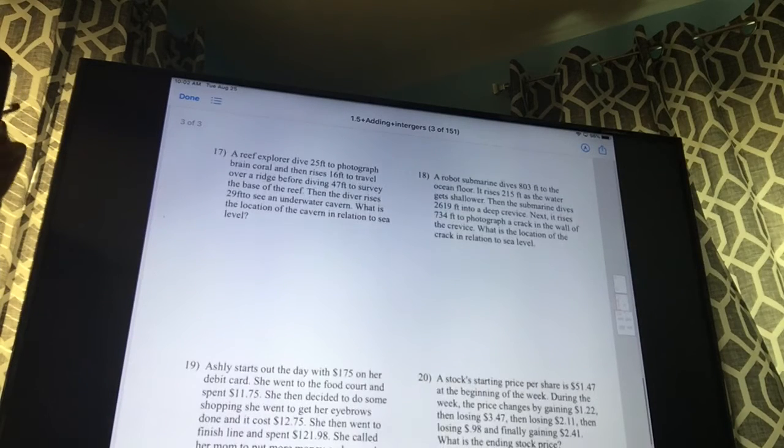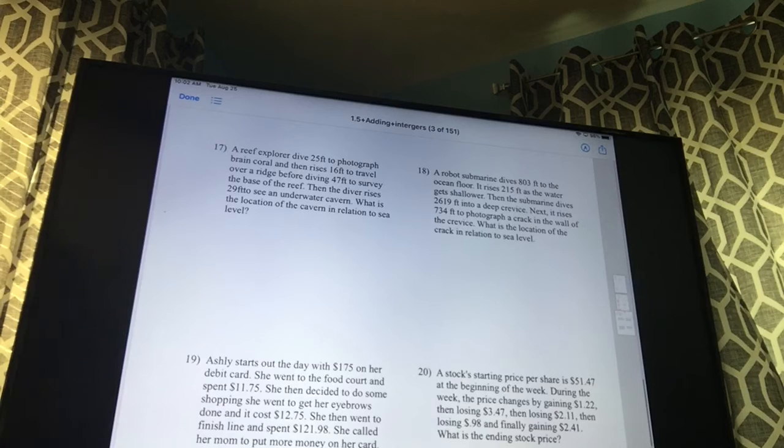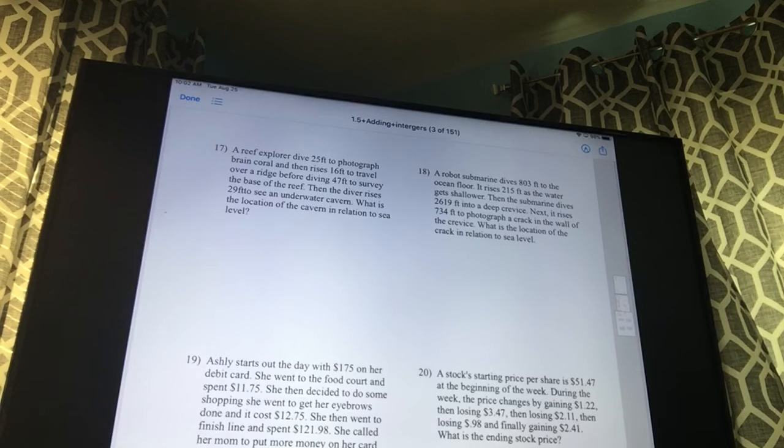Okay, in the last section, it says a reef explorer dives 25 feet to photograph brain coral, then rises 16 feet to travel over a ridge before diving 47 feet to survey the base of the reef. Then the diver rises to 29 feet to see an underwater cabin. What is the location in the cavern relative to sea level?